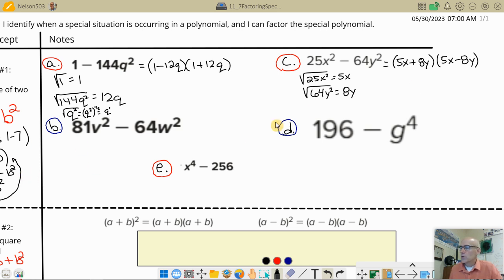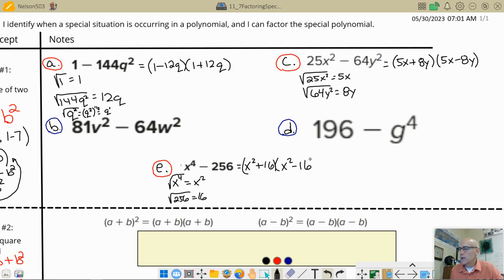So in class, we're going to go to the board and try these two. These two just work exactly like A and B, so I'm going to skip that for now. I want to show you E here. This one is a little trickier because when you take the square root of x to the fourth, it becomes x squared. When you take the square root of 256, you get 16. Okay, perfect. These are perfect squares. That's what we wanted. So let's see here. I go x squared plus 16 times x squared minus 16.